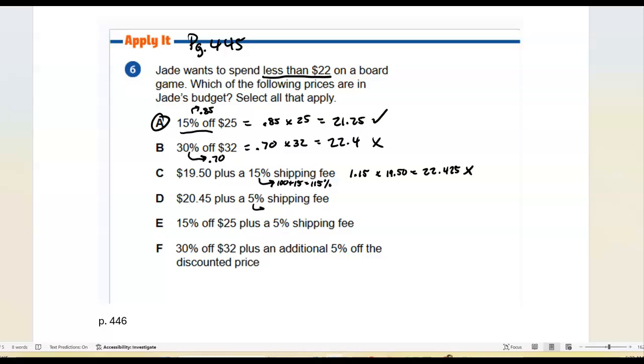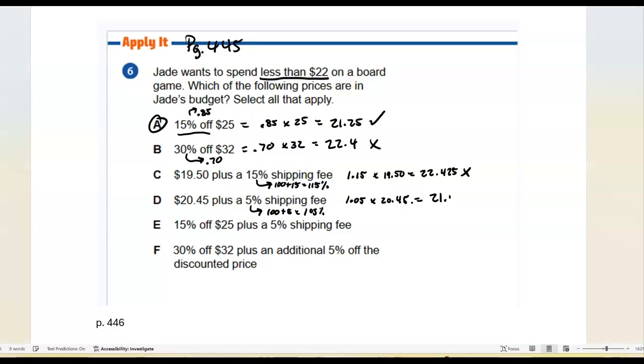$20.45 plus a 5% shipping fee. 5% shipping fee would be 100 plus 5, or 105%. As a decimal, 1.05 times 20.45. That equals $21.4725. Yep, that works. That's less than 22, so that works.